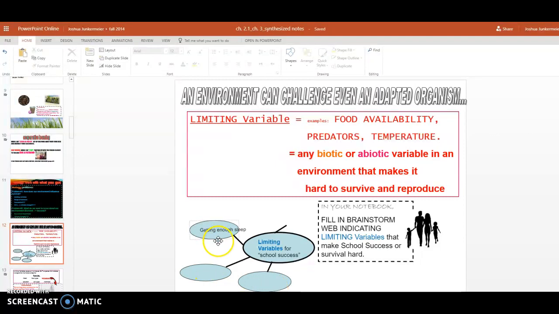Can you think of some more? Don't use mine. Come up with your own, please. Come up with 3 different limiting variables that you think make school success or survival hard. Things at school that make it difficult to succeed.